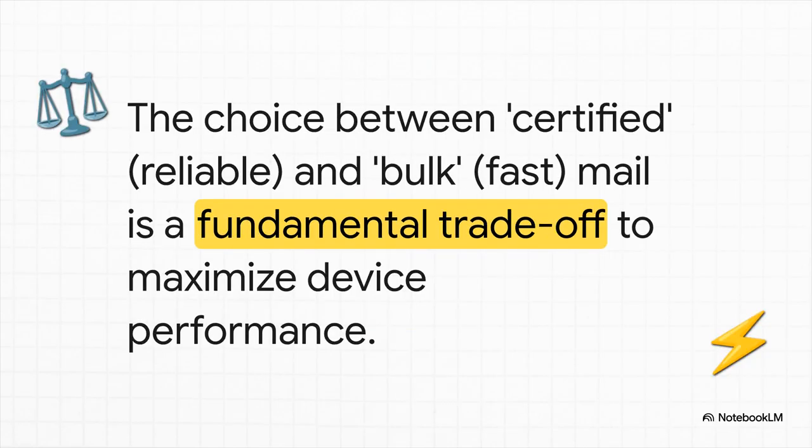And it all comes back to that one brilliant trade-off, knowing exactly when to use the slow but reliable certified mail and when to use the lightning-fast bulk mail. That single decision, made millions of times a second, is how engineers squeeze every last ounce of performance out of the devices we all use every single day.